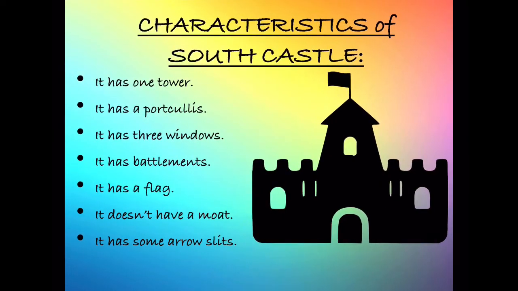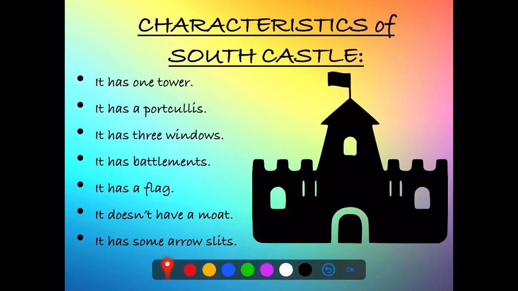Now, let's take a closer look at the South Castle. The South Castle has 1 tower, and it also has a portcullis. Here it is. It has 3 windows, 1, 2 down at the bottom, and 3 in the tower. It has battlements. Can you see them? It has a flag at the top of the tower.